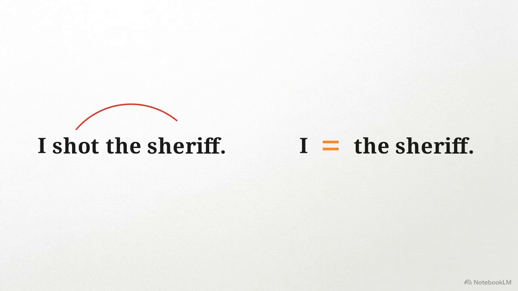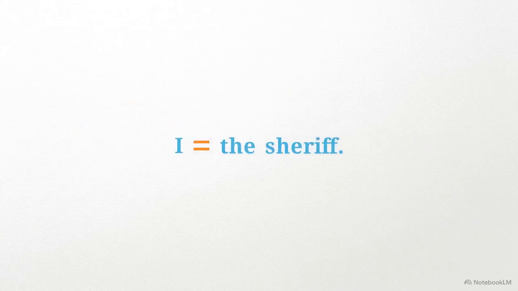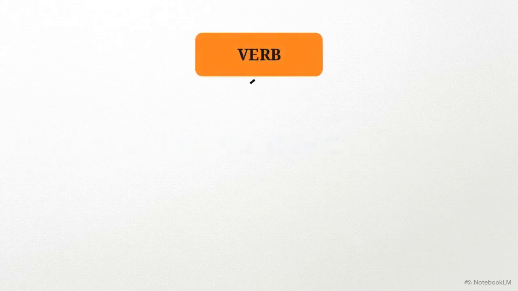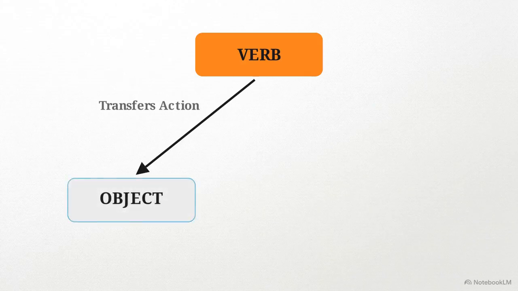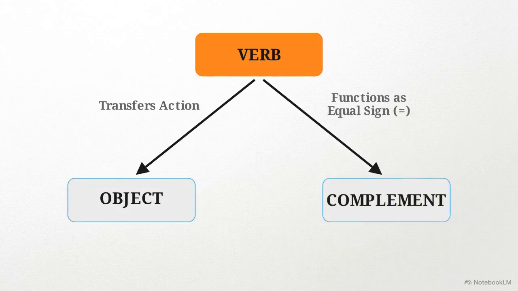You can distinguish the two by applying the equal sign rule. In "I am the sheriff," the verb acts as an equal sign. The complement isn't receiving an action, it is simply renaming or describing the subject. I equals the sheriff. Determining whether a verb transfers an action or functions as an equal sign is the key to identifying whether the following word is an object or a complement.